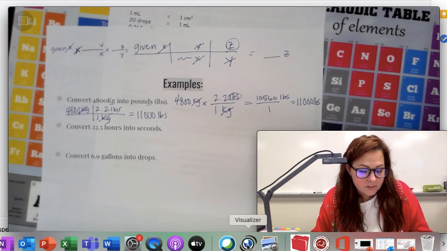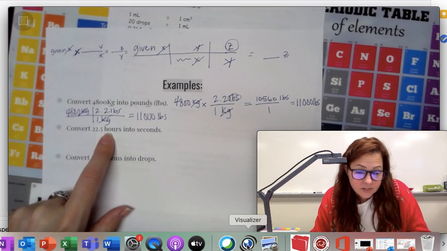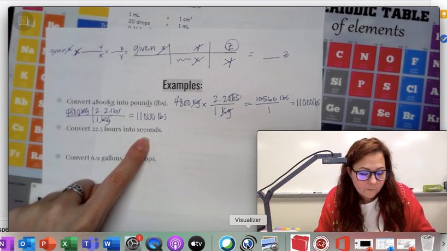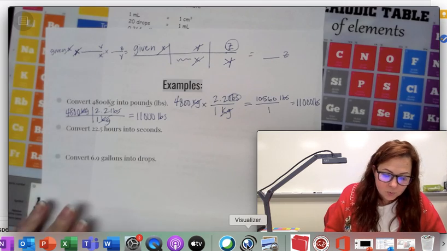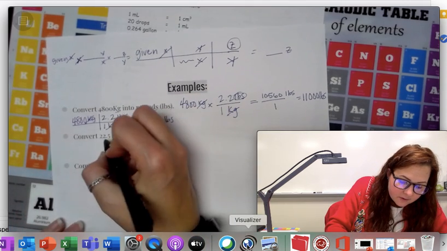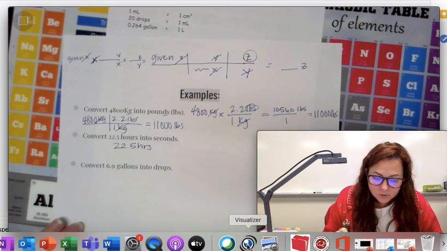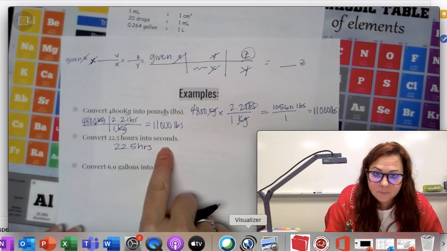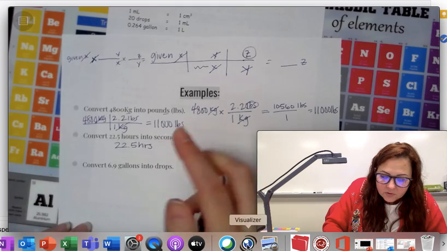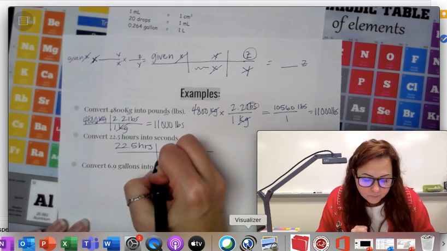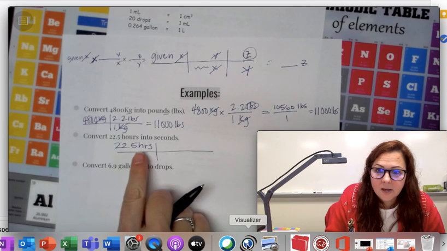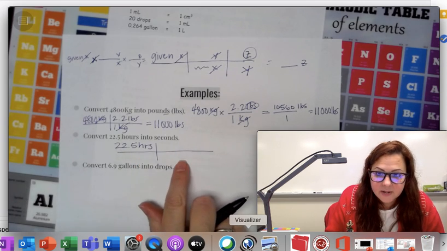Now the next one says convert 22.5 hours into seconds. So if we have hours and we need to go to seconds, we're going to start with the number that's given in our question. So 22.5 hours. We have to go to seconds. So I'm going to use this method with the line. Because I have hours on top, hours has to go in the bottom of the next step.